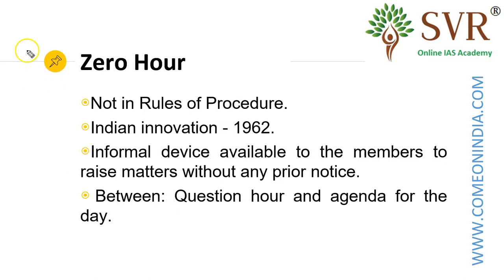After question hour, the second parliamentary device for proceedings is zero hour. The zero hour is not mentioned in the rules of procedure of the House. So it is an informal device which is available to the members of parliament to ask questions to the ministers without any prior notice to them. Actually, it is an Indian innovation in the field of parliamentary procedures, and this zero hour device is available since 1962.